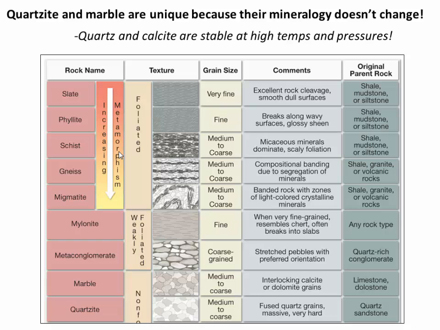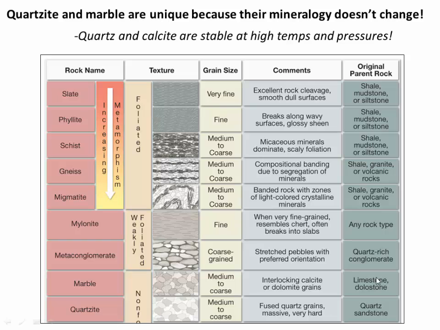A couple caveats to this are quartzite and marble. These are really unique metamorphic rocks because their mineralogy really doesn't change. Both quartz and calcite, which makes up marble, are stable at high temperatures and pressures. So a quartzite might start out life as a quartz sandstone, and then it would become a quartzite, which basically still is nothing but quartz, because the quartz is stable across the full metamorphic range.